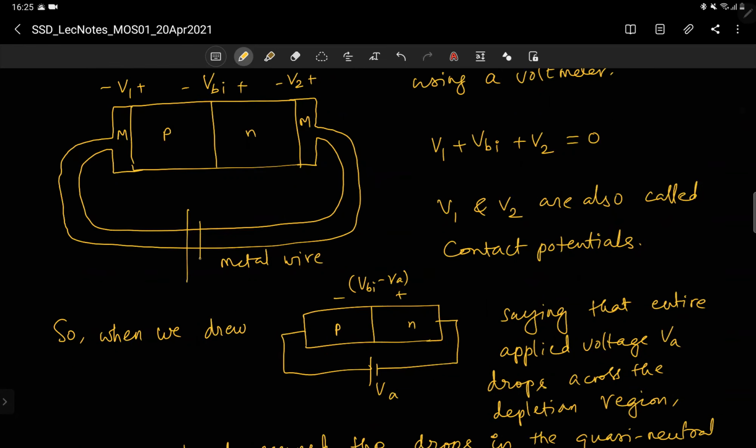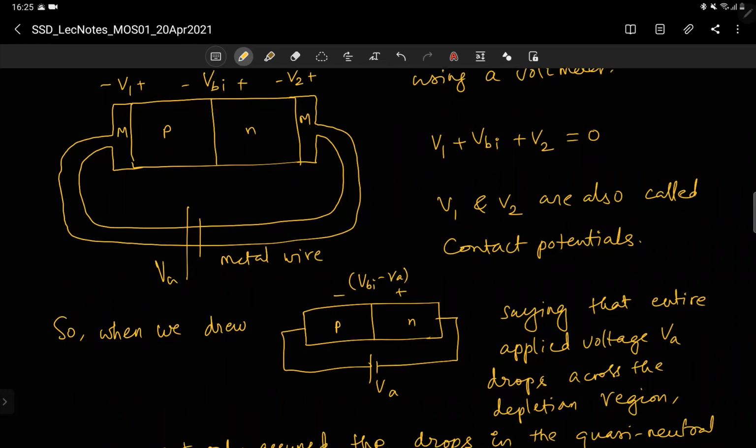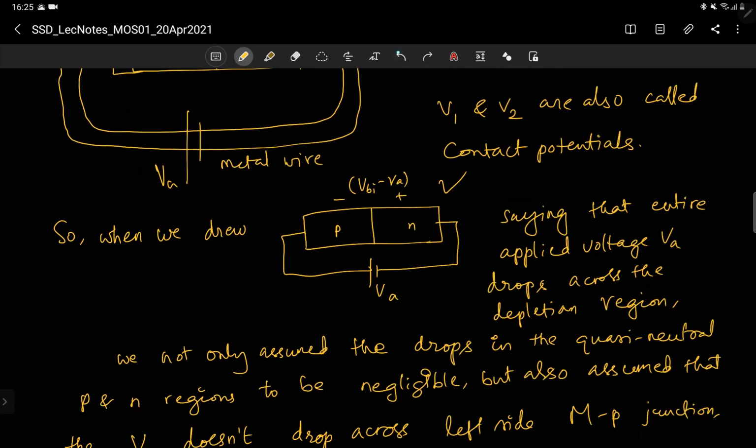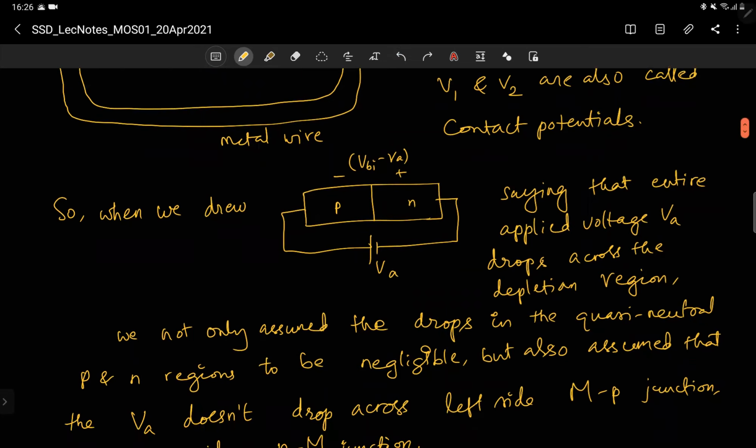So you put a battery like this, and it is not that the applied voltage VA entirely appears across this junction. It can appear partly across this junction, partly in the quasi-neutral P region, partly in the quasi-neutral N region, and across the depletion region partly, and partly across this N-type semiconductor and metal. So it can happen, part of VA can drop across all these regions. But when we drew a picture like this, our assumption is that VA has entirely dropped across the depletion region of the P and N junction.